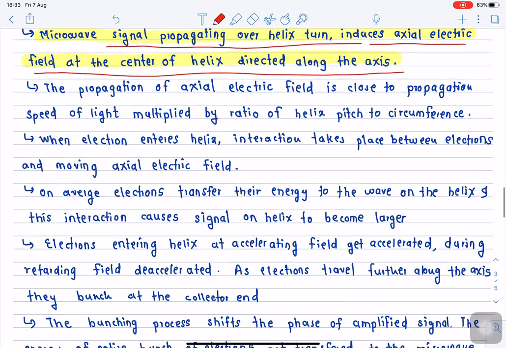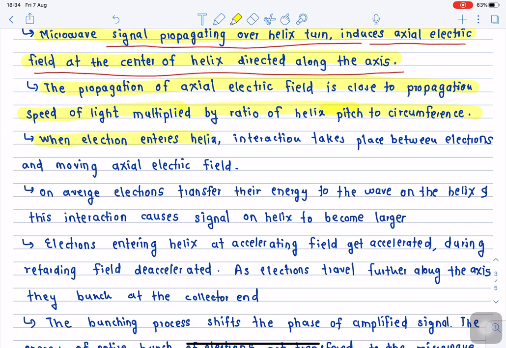The propagation of the axial electric field is very close to the speed of light multiplied by the ratio of helix pitch to circumference. So this is also an important statement. When the axial electric field propagates over the length, the speed with which it propagates is proportional to the speed of light multiplied by the ratio of helix pitch to its circumference. When the electron enters the helix, interaction takes place.